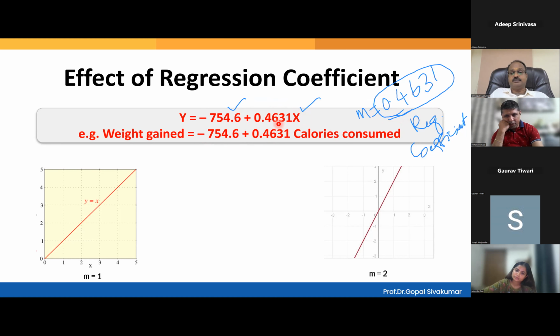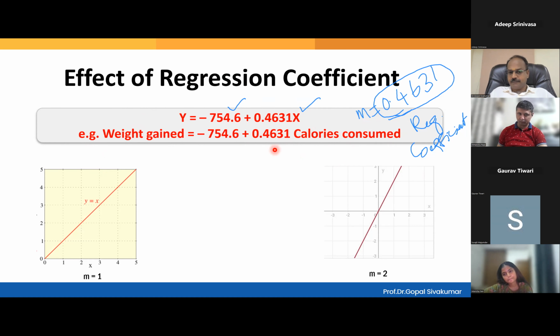0.46 unit. 0.46. What is your Y here? Weight gain. Your X is calorie consumption. So this regression equation is letting me understand how my body is behaving with respect to the amount of calories I am consuming. Every additional calorie I consume will increase my weight by how many grams? 0.46 grams on an average.